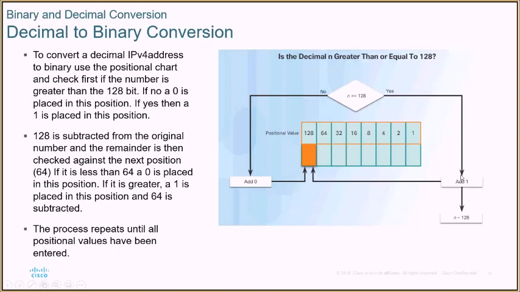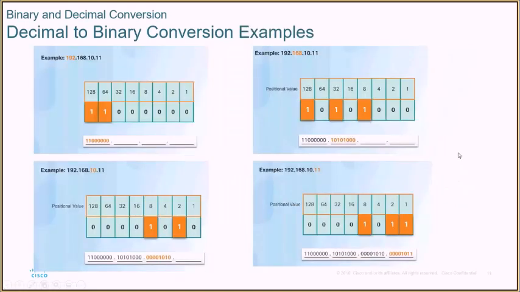Now, of course, if you've got a 128, you actually need to subtract 128 from the number that we've been supplied, and then you just go to the next column and repeat, but with 64, then 32, then 16, and so on and so on. And so that's how you do your translation.